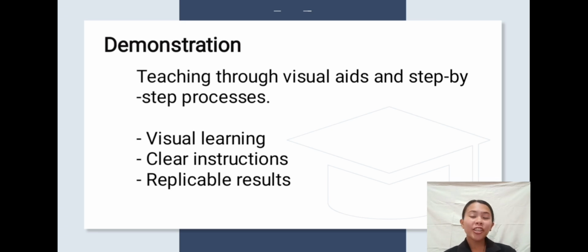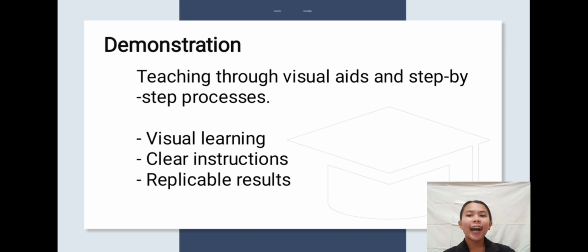Demonstration. Teaching through visual aids and step-by-step processes. Demonstrations use visual aids and step-by-step processes to clearly communicate ideas. They emphasize visual learning, provide clear instructions, and ensure replicable results. For example, demonstrating how to perform a specific scientific procedure.